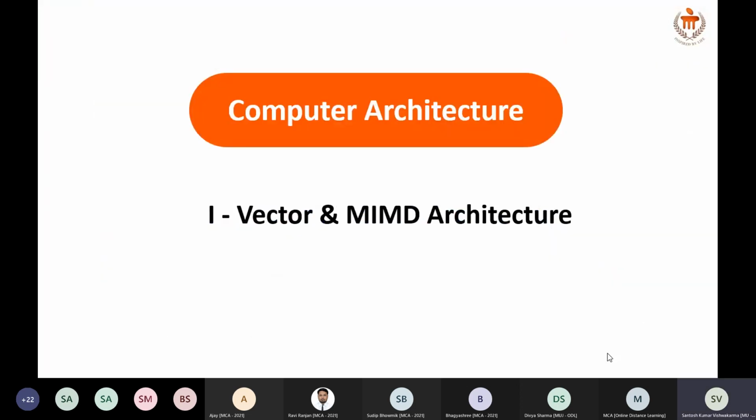So we begin the session. I welcome all the learners, all participants. Today we are going to cover two very important topics. The first one, as shown on the screen, is vector architecture and MIMD architecture. And also we'll talk about the scalable, multi-threaded and data flow architecture. So let us begin this session.